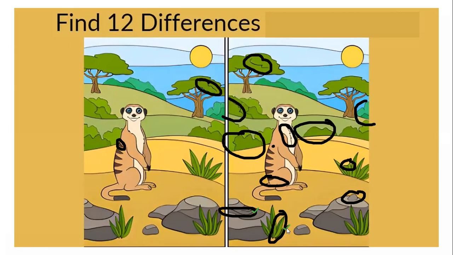In picture A, near the big rock, there is no small rock. In picture B, there is one rock. Okay, one rock. This one, right? Yes. Okay, very good. That's the third. What's the fourth one? Number four.